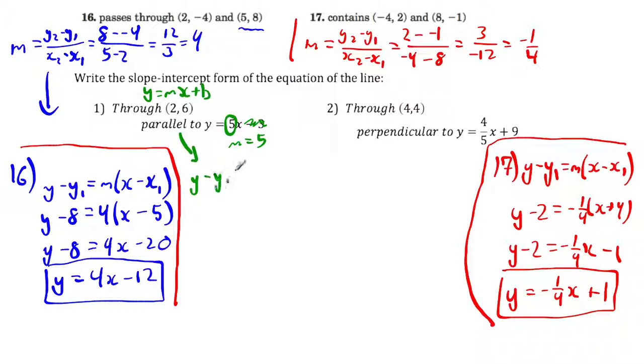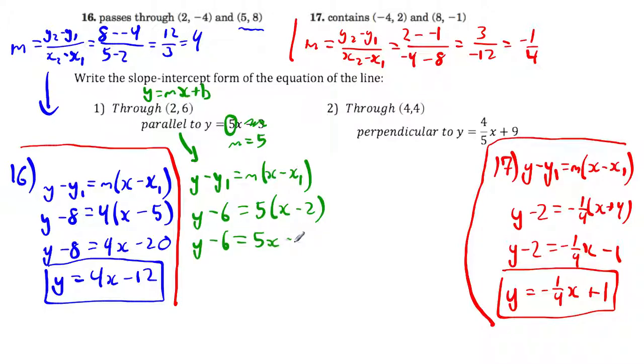So we have y minus y1 is equal to m times x minus x1. And so if I plug in my points, I get y minus 6 is equal to 5 times x minus 2. Distribute that in, so I get y minus 6 is equal to 5x minus 10. Add 6 to both sides, which turns out to be y is equal to 5x minus 4. And that is my completed answer.